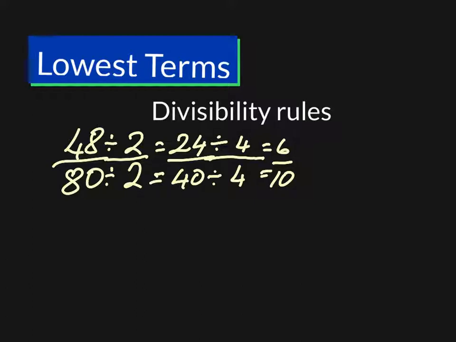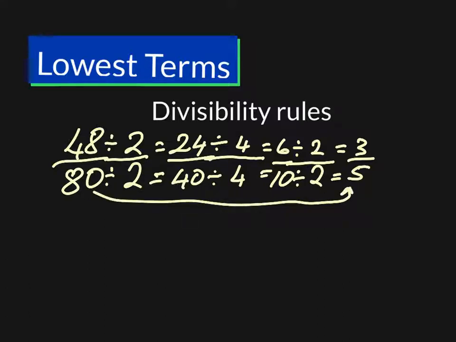But hang on a minute here, these are both even numbers, and so I know they will both divide by at least 2. So in fact I'm going to try 2, and it'll reduce even more. So 6 divided by 2 is going to give me 3, and 10 divided by 2 is going to be 5. So now I've reduced 48/80ths to 3/5.